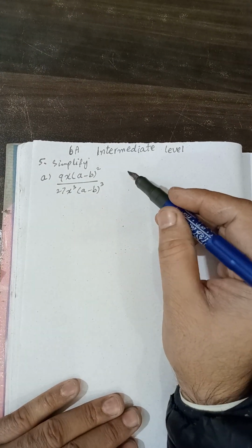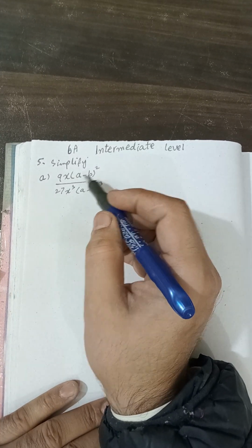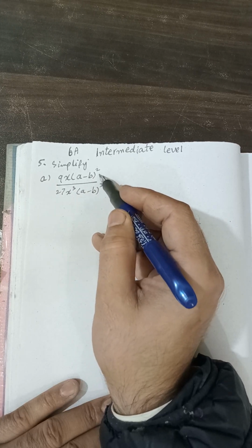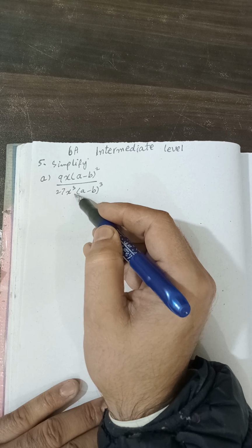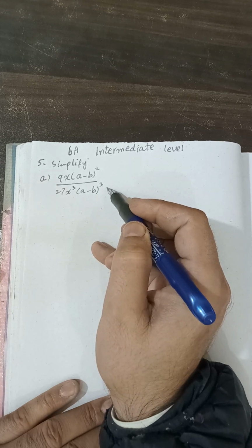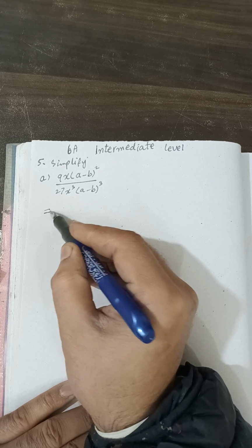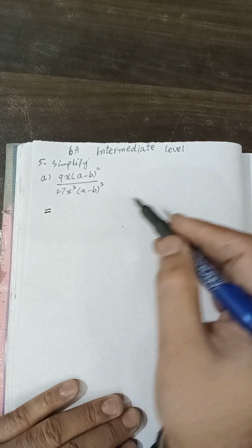See here, 6A intermediate level. Question number 5 is to simplify, and its A part is 9x into (a minus b) whole square over 27x³ into (a minus b) cube. So you have to solve it in the similar way as you have solved earlier.